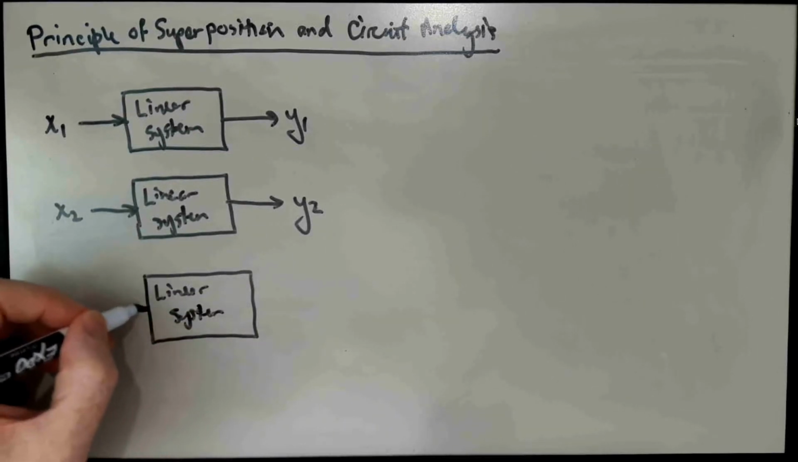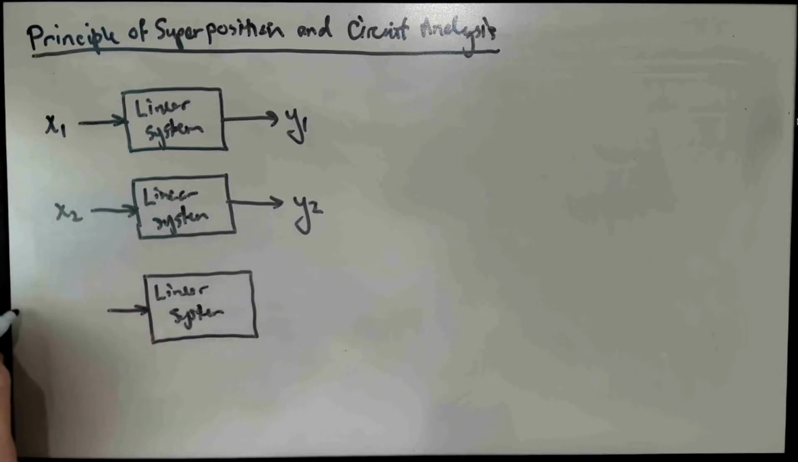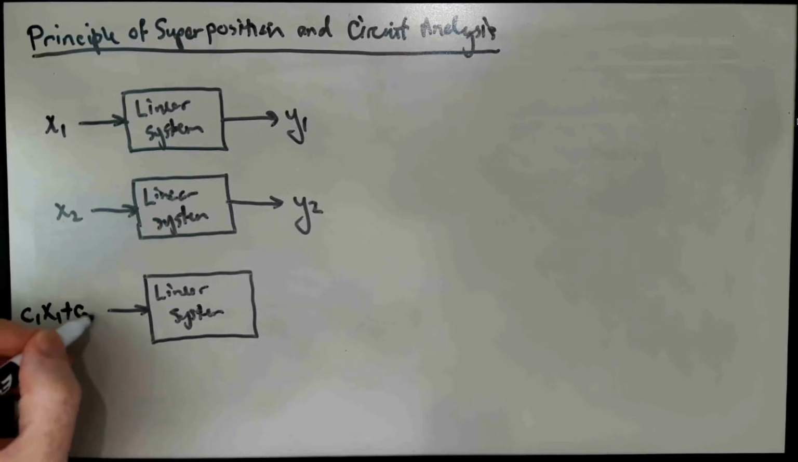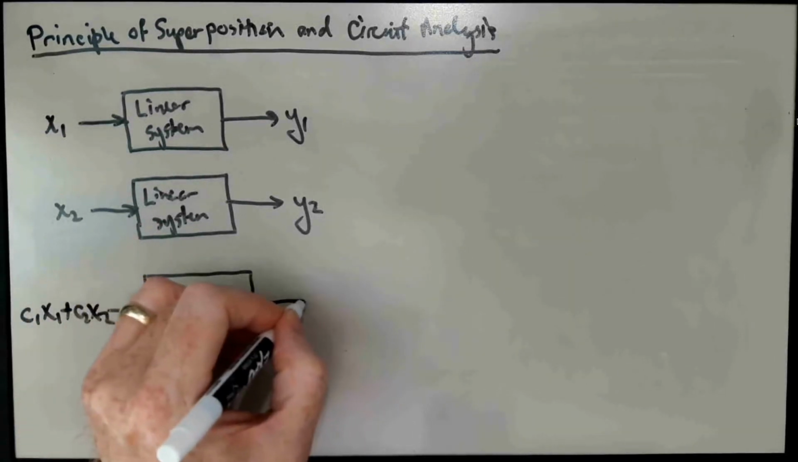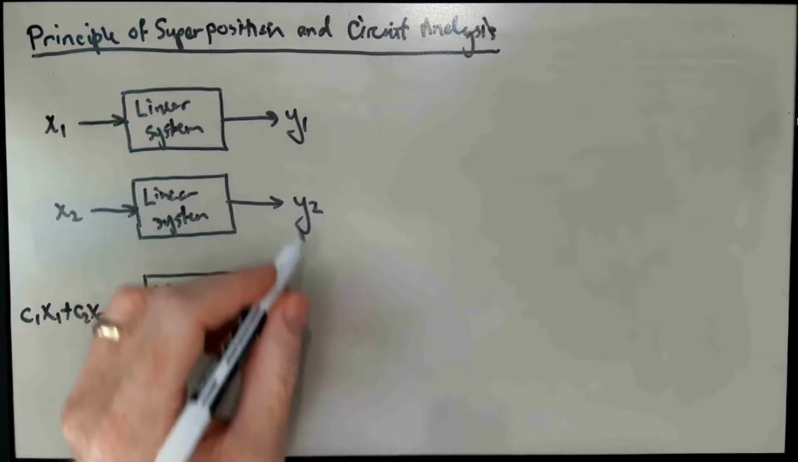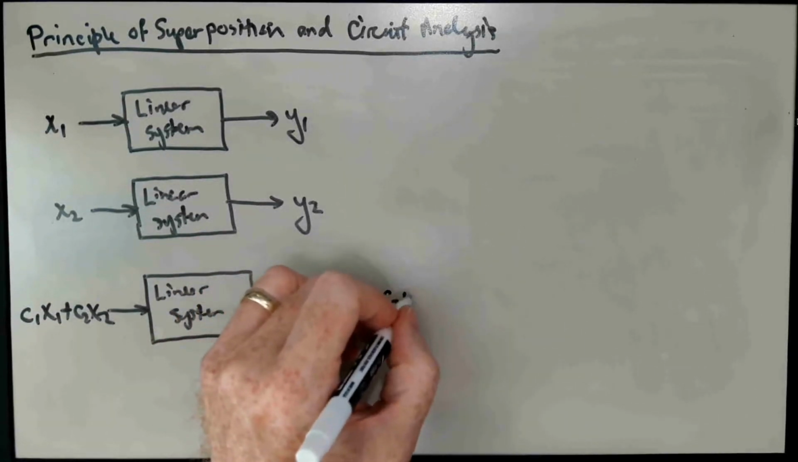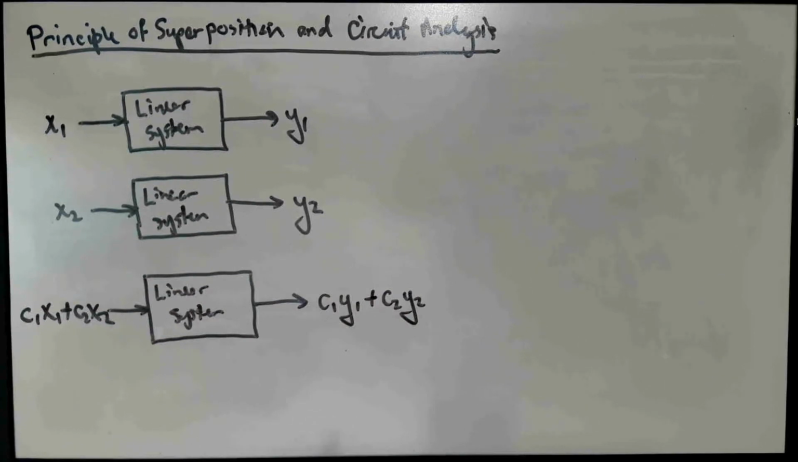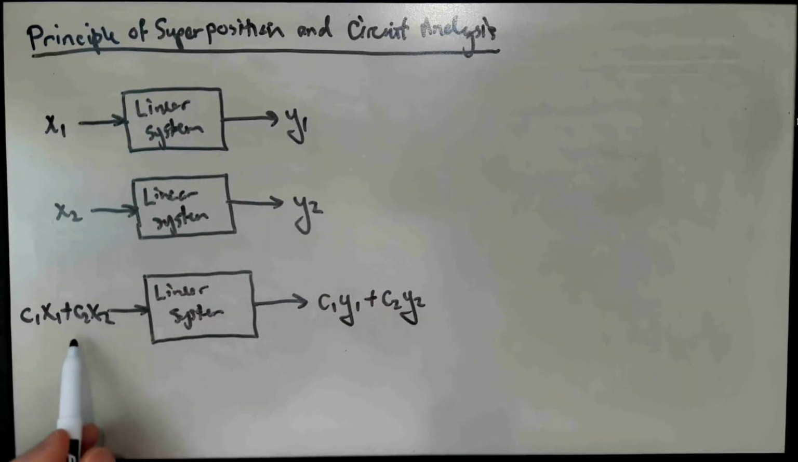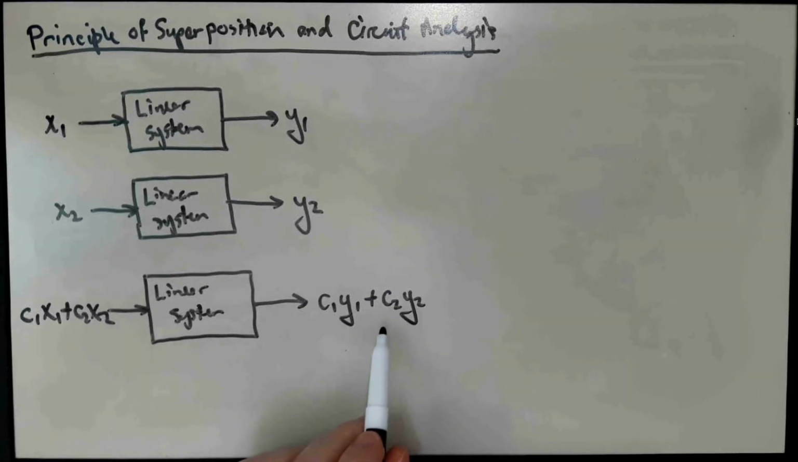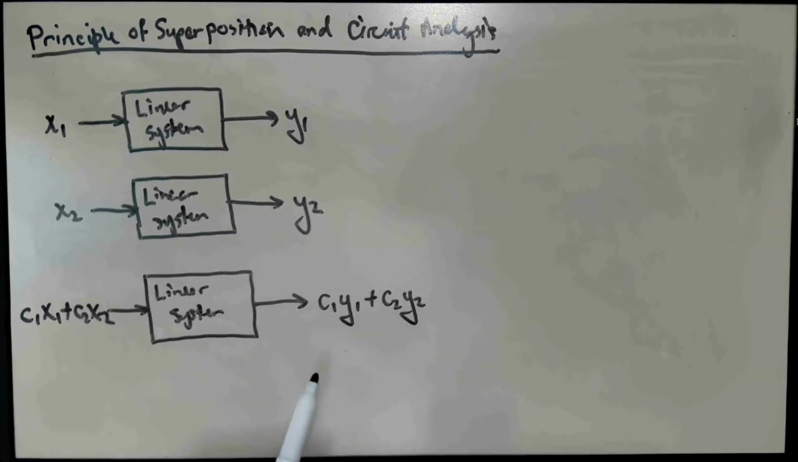if I put in some linear combination of x1 and x2, say c1 x1 plus c2 x2, what I get out is that same linear combination of y1 and y2. I get c1 y1 plus c2 y2. Of course, c1 and c2 here are just constants, so I could make them each 1. And if I were to put in the sum of the two signals, I just get the sum of the two individual responses.